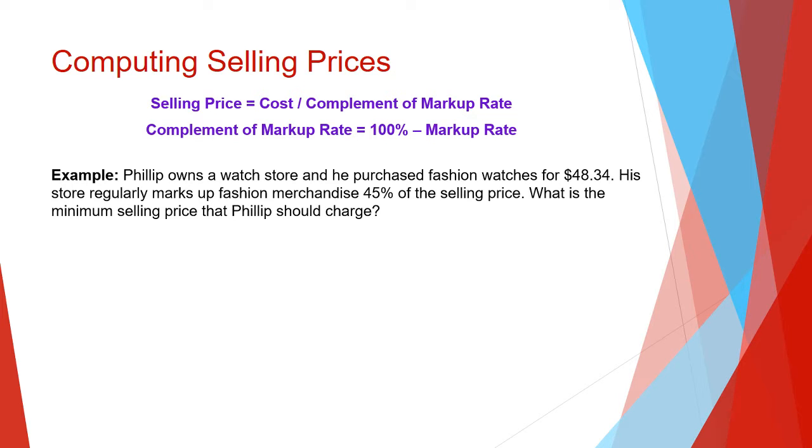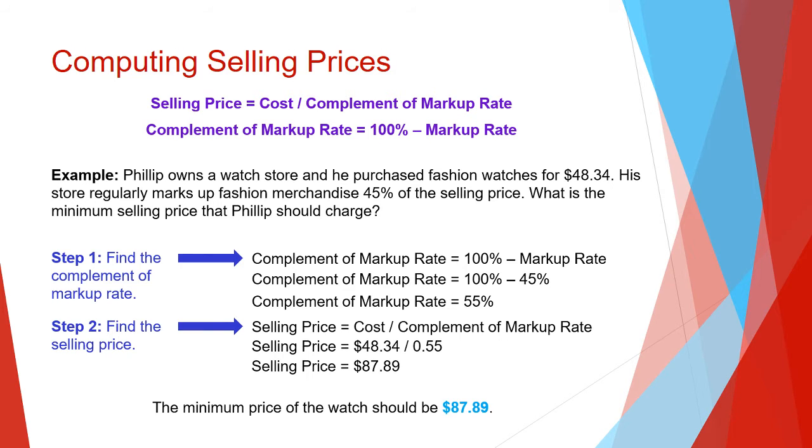Same thing as earlier, find the complement of markup rate. That's going to be 55% in this example. We need to divide the cost, $48.34, by 55%. So that means Philip should sell the watch for at least $87.89. If he sells it for more, then obviously the markup rate would be higher. But if we want to sell it for a markup rate of 45%, Philip must sell it for $87.89.